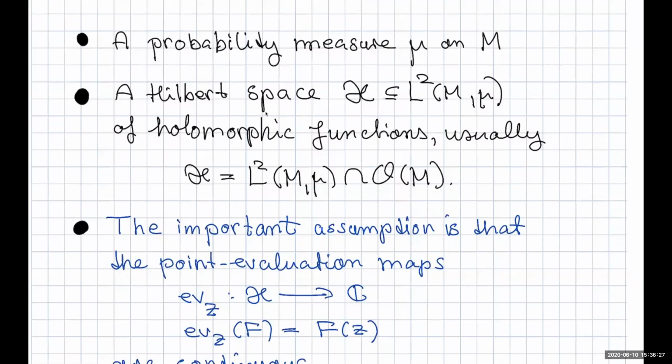And then one has the L2 space. Okay, so in particular, this L2 space contains the constant functions, and it actually contains all the bounded functions. And because it's a probability measure, we know that LP is contained in LQ if P is greater or equal to Q. And then what we look at here is a Hilbert space H in the L2 space, and all the elements of H are supposed to be holomorphic functions.